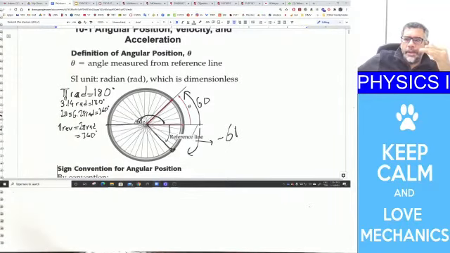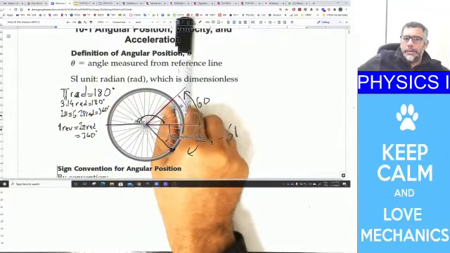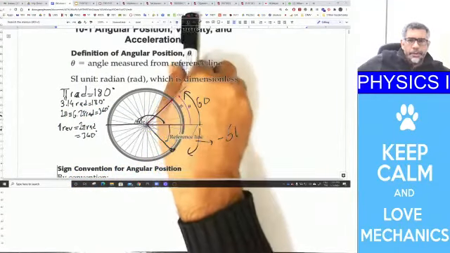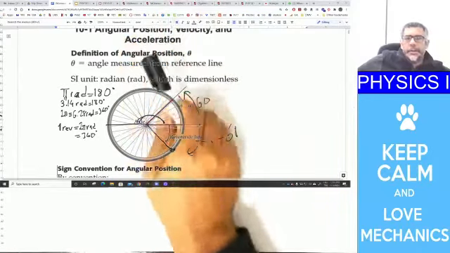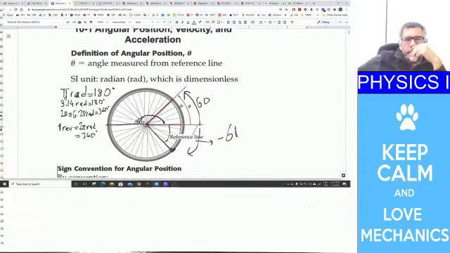Some forces, if you apply them on objects, will start also rotating the objects, not only translating them. For example, with the bike wheel you see over here, if you apply a force tangent to any point on the rim, this force will start rotating the wheel. And we call this effect the torque. Torque is a new concept, and I will deal with this in detail later.